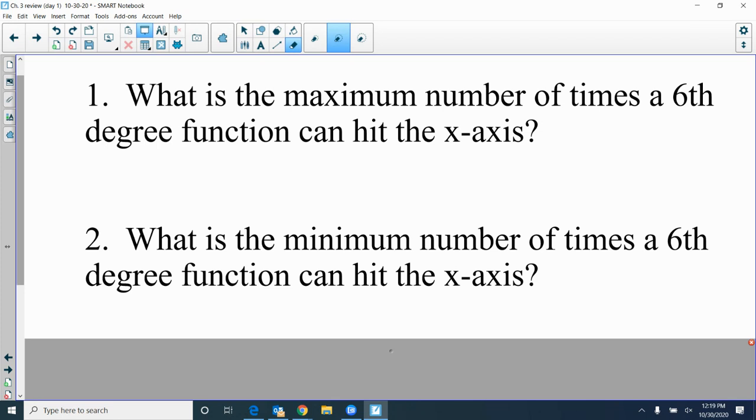I'm thinking 6. It's 5? It's not possible. It's gotta be 6. I think it's 6. N minus 1. I think it's 5. Okay, great, awesome. Yeah, because you have one that has 2 different things.